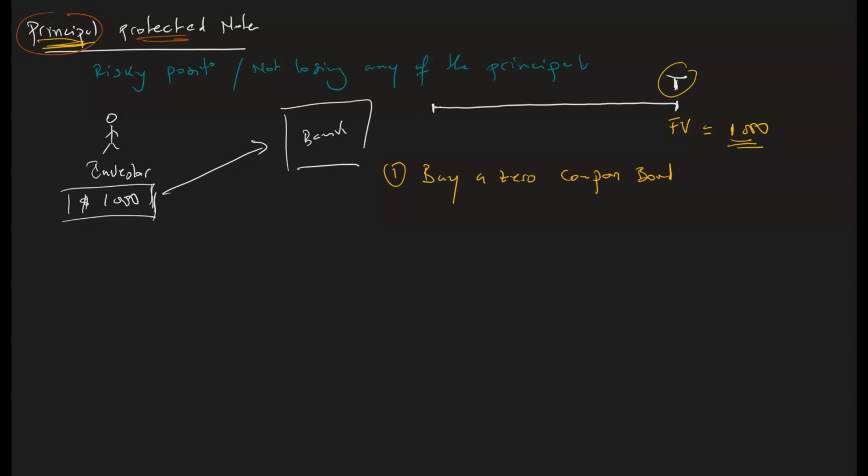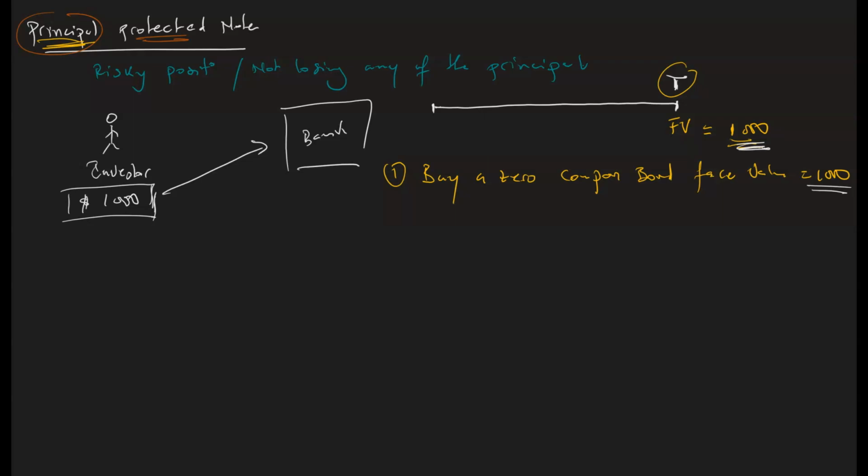So we're going to buy a zero coupon bond with a face value of 1,000. Now, what is a zero coupon bond? No interest payment over the life of the bond, face value at maturity. So we know that we're going to be receiving the face value at maturity based on this zero coupon bond.